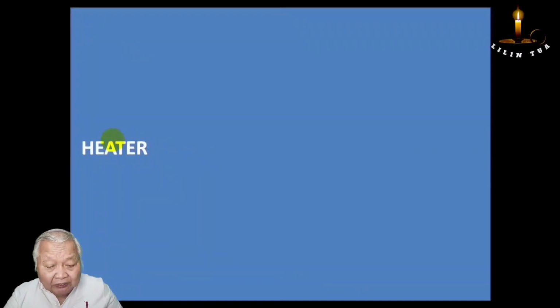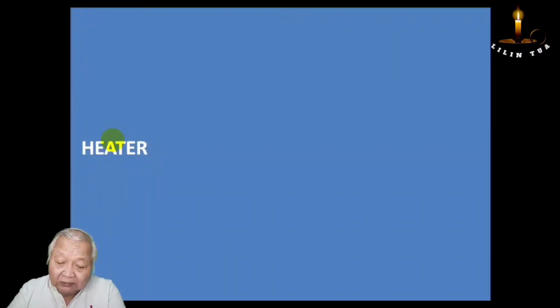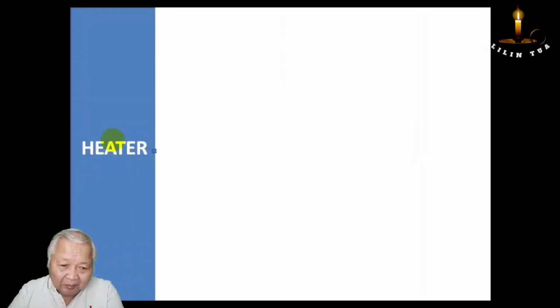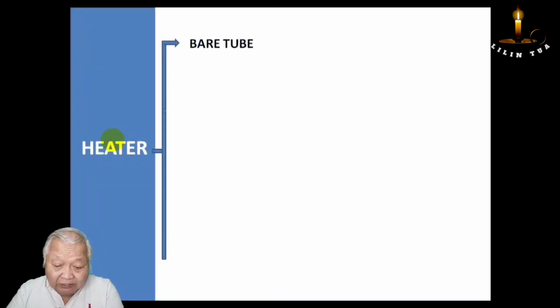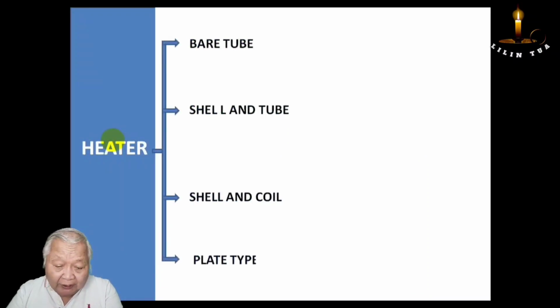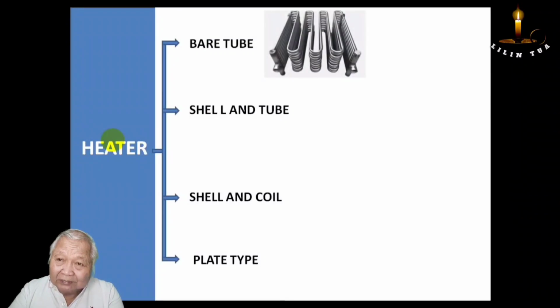In terms of construction, heaters can be divided into several types, at least including bare tube, shell and tube, shell and coil, and plate type. Bare tube we can usually find in tanks, even double bottom tanks, fuel oil tanks, or heating tanks, etc. They use bare tube.